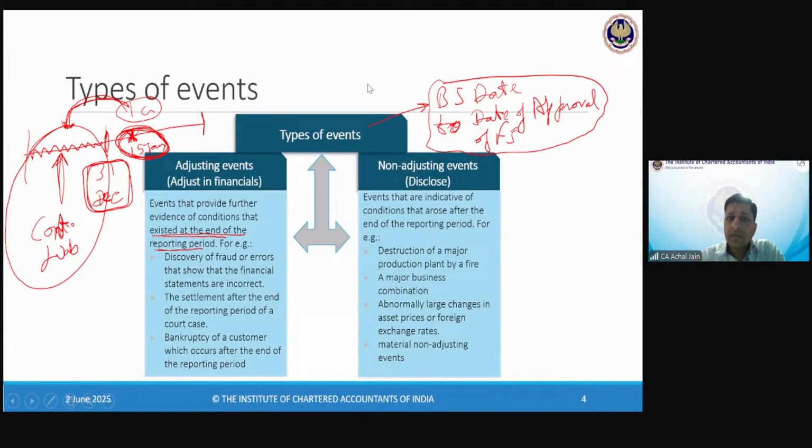Sir, can it be... I'm confused regarding reporting period. Could you please explain? See, reporting period is the period for which you prepare the financial statements.